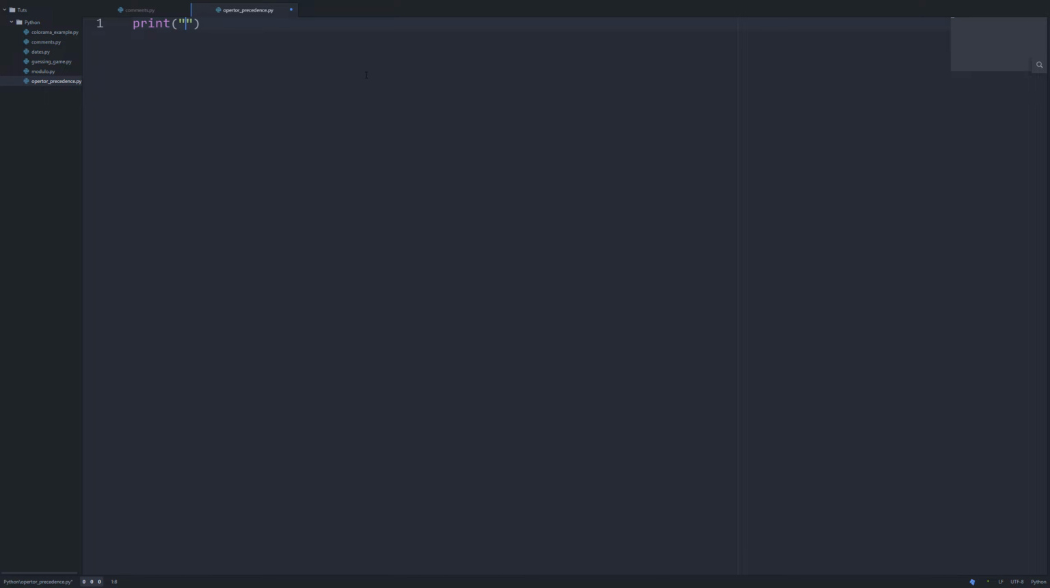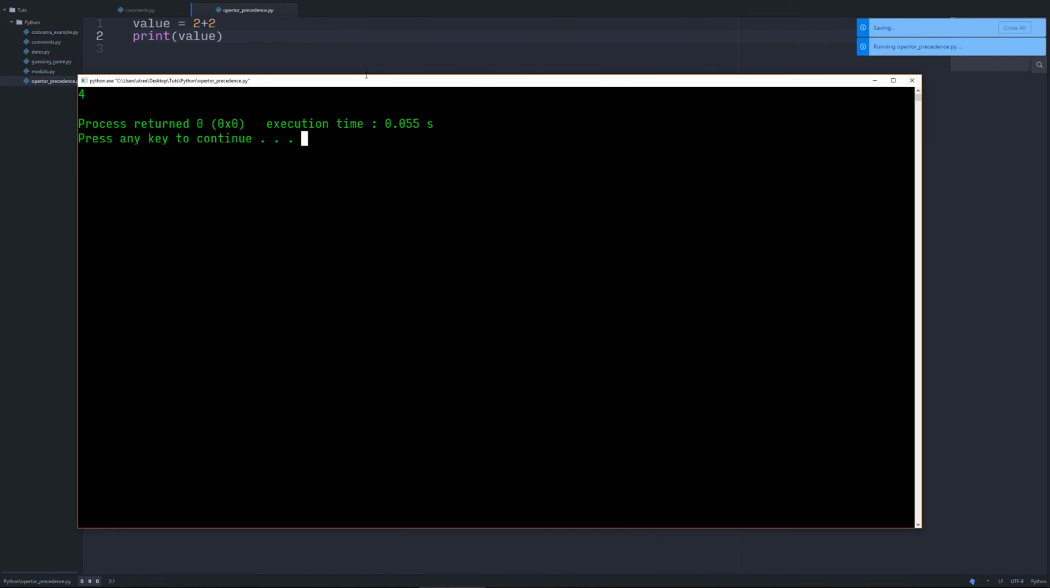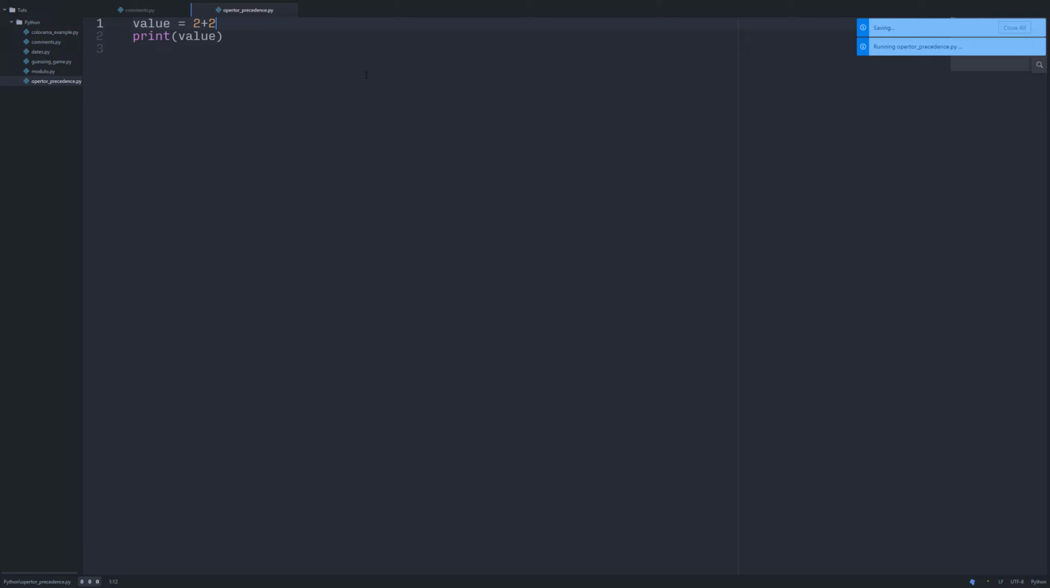Let's start with a print here, and let's just go ahead and say we'll print value, and then we're going to say value equals 2 plus 2. Let's go ahead and take a look at that. We got a 4, that's what we expect. Now, what operator precedence means is there is, just like order of operations when you're doing algebraic equations or whatnot, an order that all operations take place in.